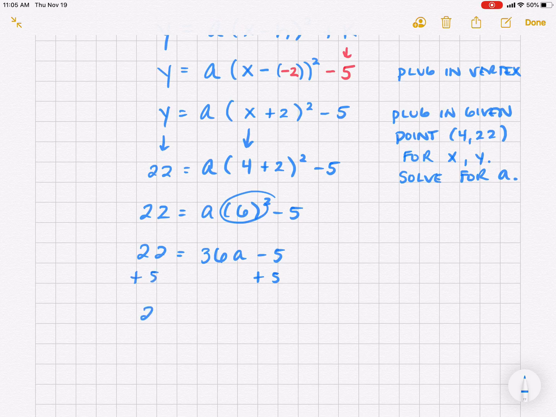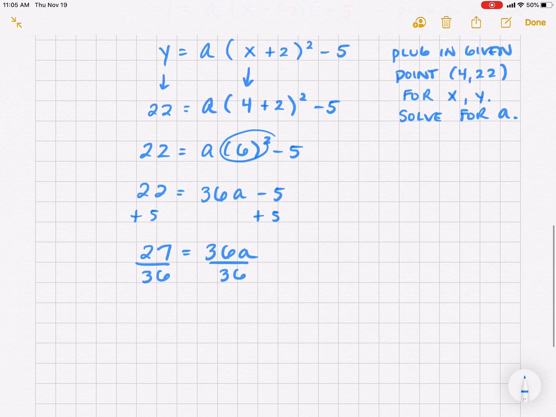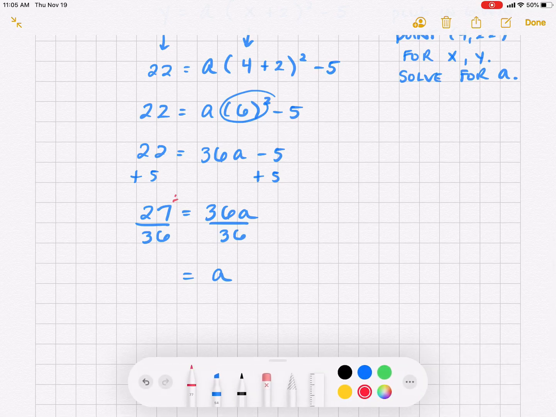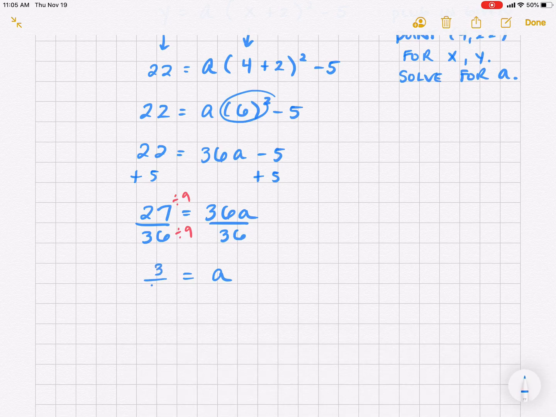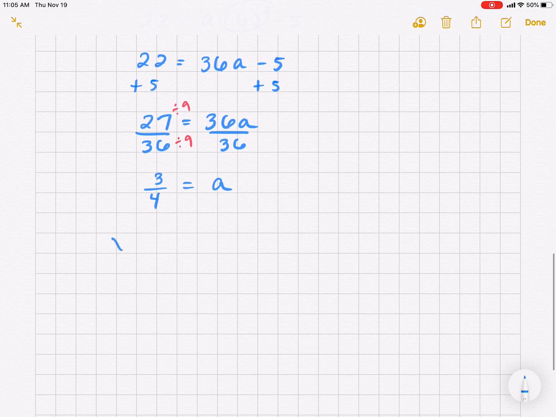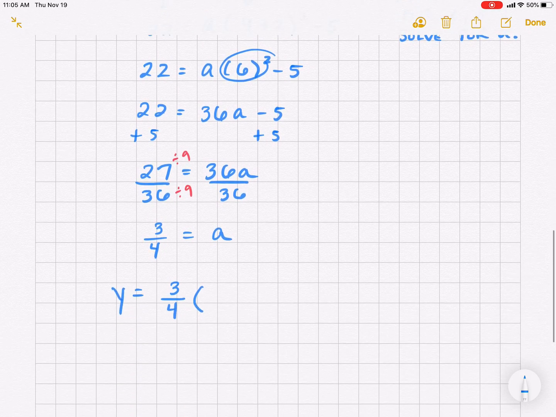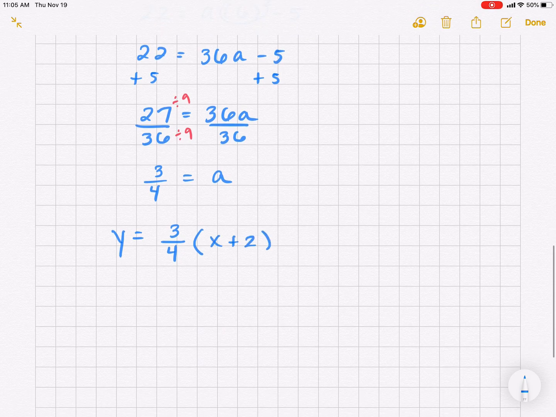Add 5 to both sides, 27 equals 36a. And we divide both sides by 36 and reduce it. Your a value is going to equal, right? If we think about dividing this by 9 and this by 9, the a value is going to equal 3/4. And so our final equation in vertex form is 3/4, okay? We almost have it written up here, (x plus 2) squared minus 5.